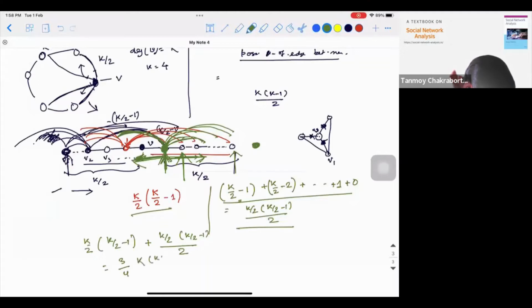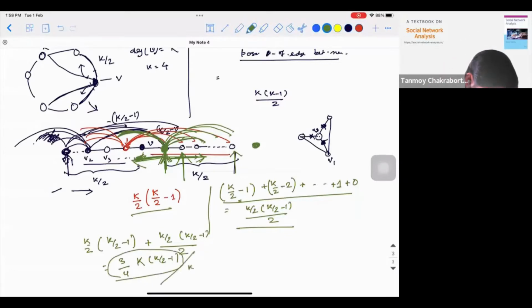k by 2 minus 1, right? 3 by 4 k into k, because 1 plus 1 by 2, 3 by 2 into 1 by 2, 3 by 4 k into k minus k into k by 2 minus 1. This is the actual number of edges among the neighbors. This is the numerator. And what's the denominator?